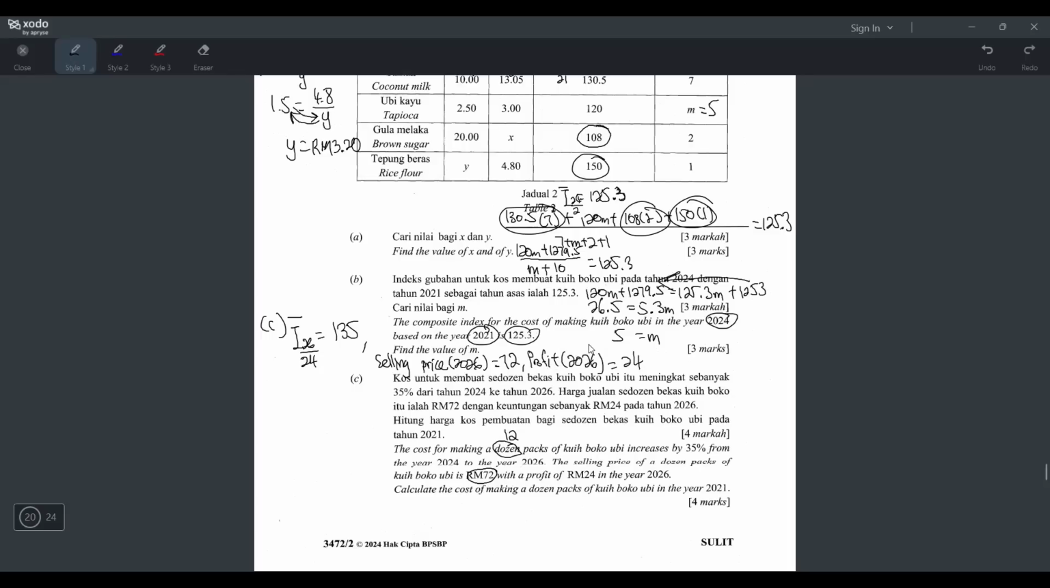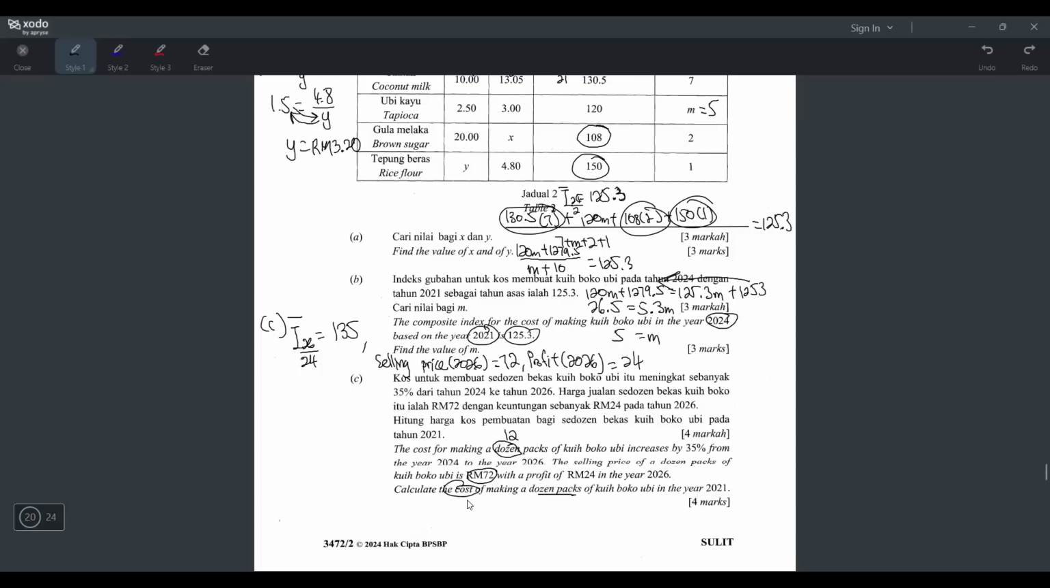Okay, and then it says, calculate the cost of making a dozen packs of kueh boko ubi in the year 2021. First of all, they mentioned dozen. This dozen actually doesn't affect my working, because they give the selling price of a dozen, but at the end they are also asking to find for a dozen. It means we can ignore this word. You don't have to worry about the dozen. You just straight away find the cost.